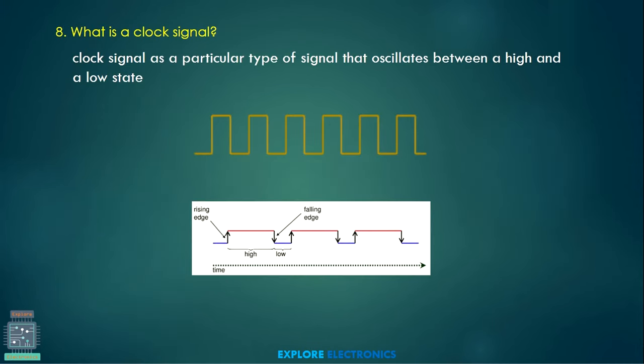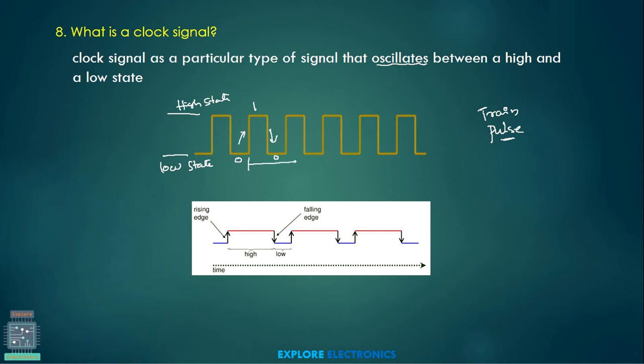Then, what is a clock signal? As we know, in a sequential circuit we are going to use a clock. This clock is also called a pulse kind of input. It will be a train of pulses, and a train of pulses is called a clock signal. This clock signal is a particular type of signal that oscillates between a high state and a low state. This is what we call a high state, or logic 1. This will be a low state, generally what we call 0. So there is a continuous transition between 0 and 1 as well as 1 and 0.